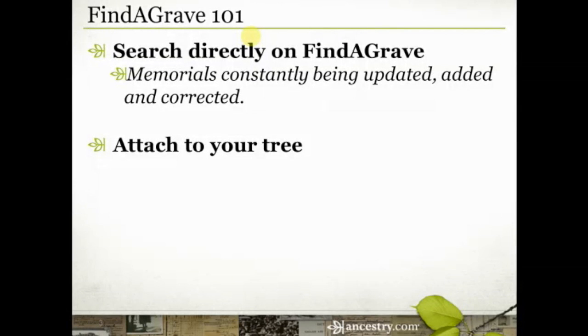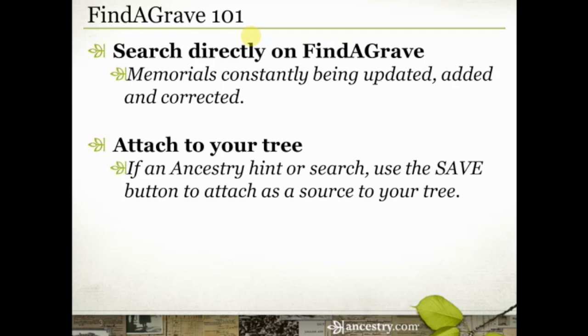You then have the option to attach it to your tree. I mentioned earlier that if it is a hint on Ancestry.com, you can use that continue button to walk through that merge process to attach that as a source citation to your tree. Or if you've done an Ancestry.com search, you can use the big orange save button to attach it as a source to your tree. It gets a little bit trickier when you find the record on FindAGrave.